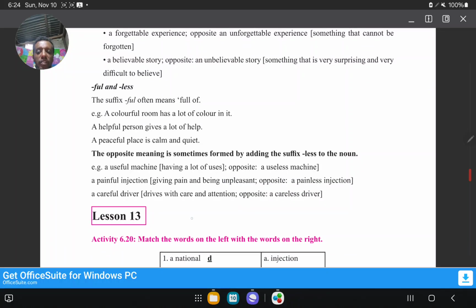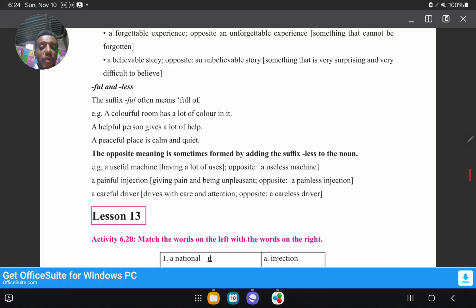Useful machine, useless machine. Useful. By the way, the opposite meaning is sometimes formed by adding the suffix less to the noun. The prefix changes the meaning of the word.